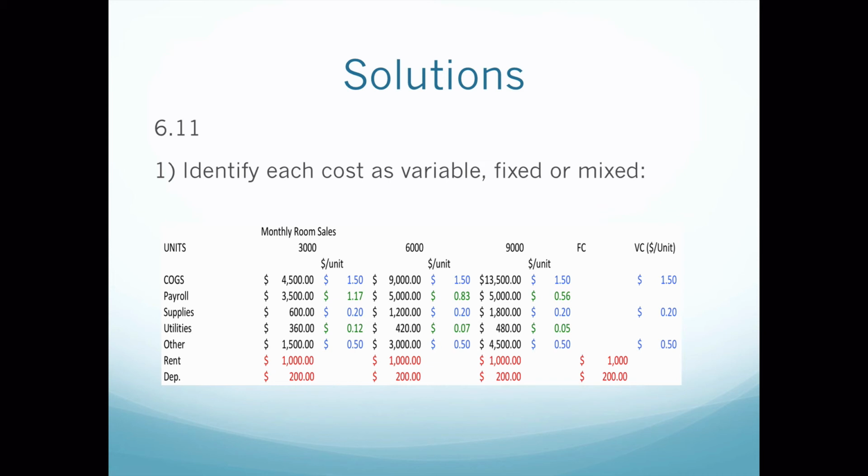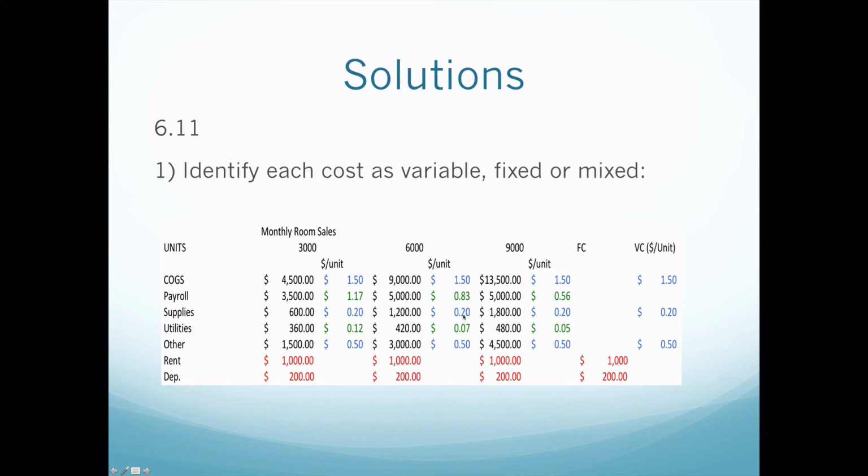So I go ahead and plug that $1.50 over to variable costs. When I do payroll, as you can tell, the dollars per unit changes from $1.17 to 83 cents to 56. Those are in green, and that means we're going to have to do the 2-point high-low method to separate those costs. Supplies, again, is a pure variable cost.